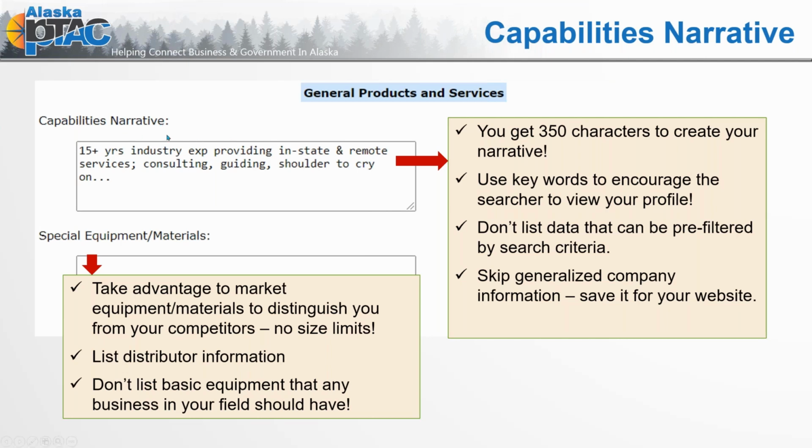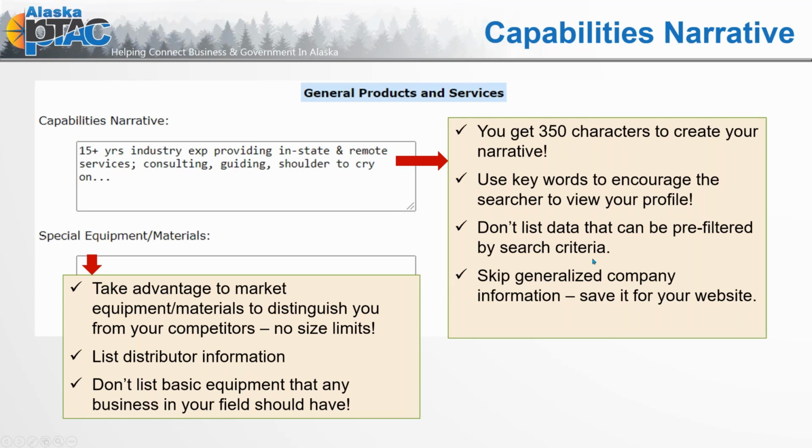But when you're listing that capability narrative, keep these things in mind. You get 350 characters to create that narrative. Use keywords to encourage the searcher to view your profile. So as I'm scanning down, I'm going to see something that's going to make me stop and actually click on your profile. You don't need to waste your 350 characters listing data that can be pre-filtered by search criteria.